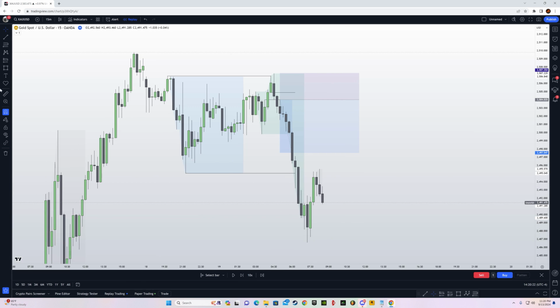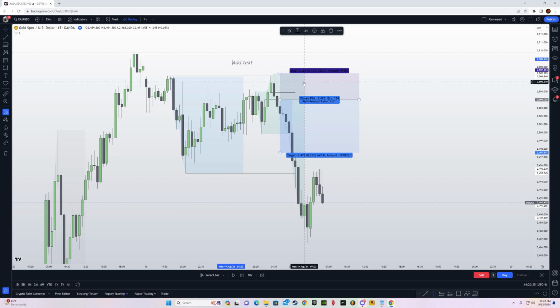All right. So the key thing to note here is, guys, if you really want this model to work every single day, number one, look for liquidity sweep.